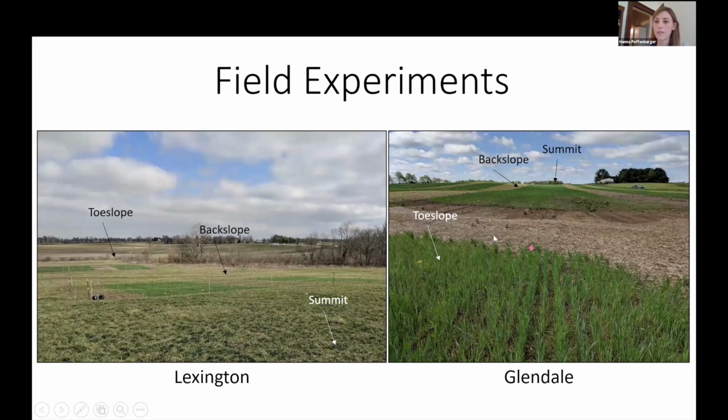And you can see that there was some redistribution of crop residue that happened during a heavy rain. So there's another way that the toe slope can accumulate organic matter.